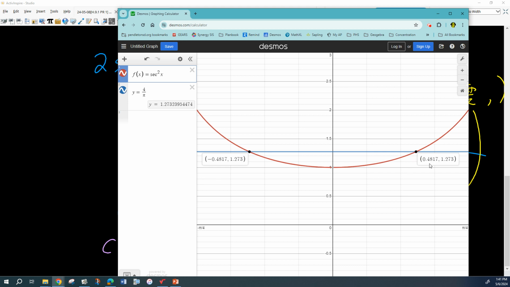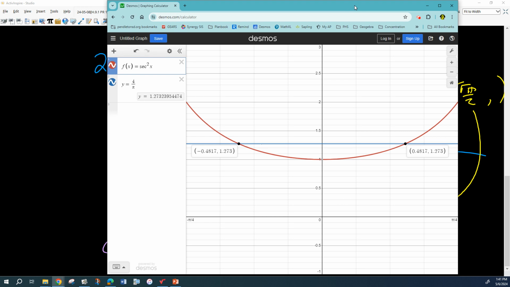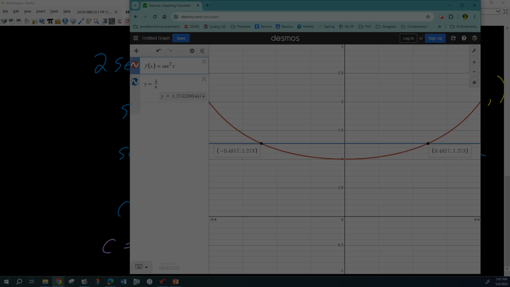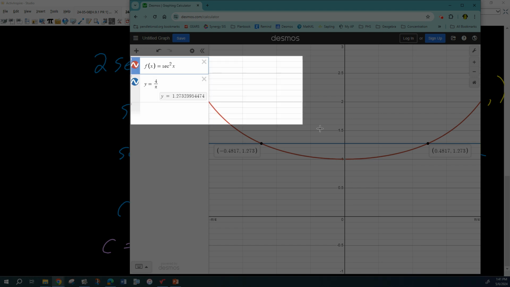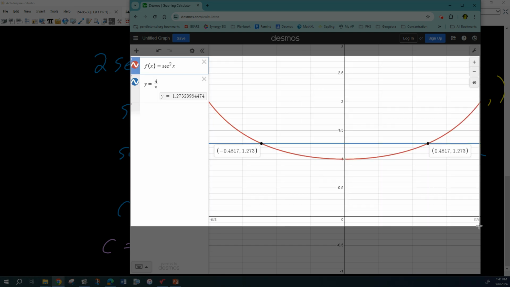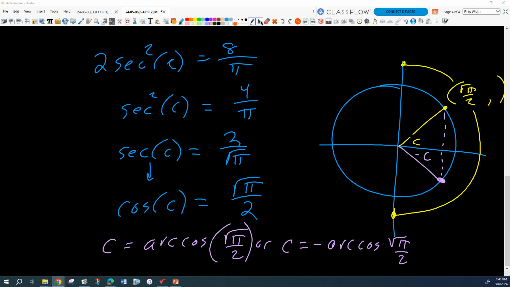So the values are either positive 4.817 or negative 4.817. I bet you money that 4.817 is probably about the arc cosine of square root of pi over 2. It was. Yeah, it was. Okay, everybody good with that?